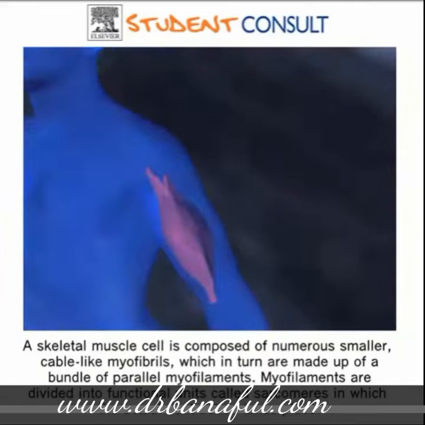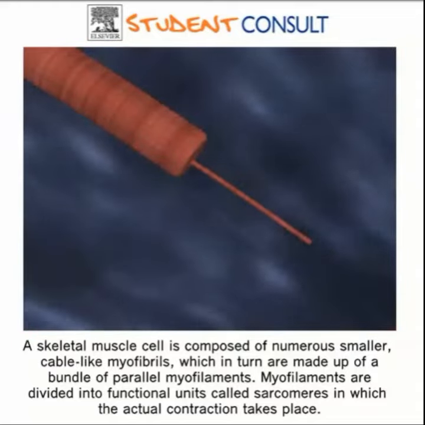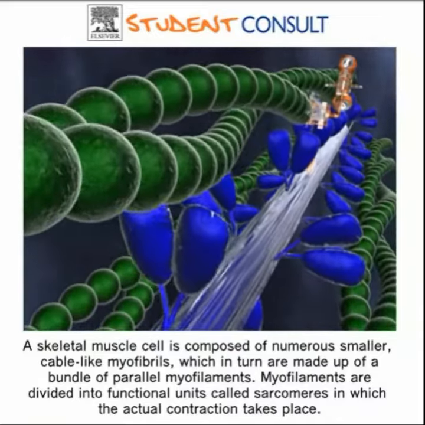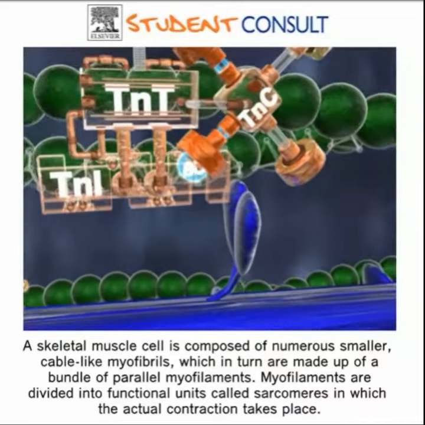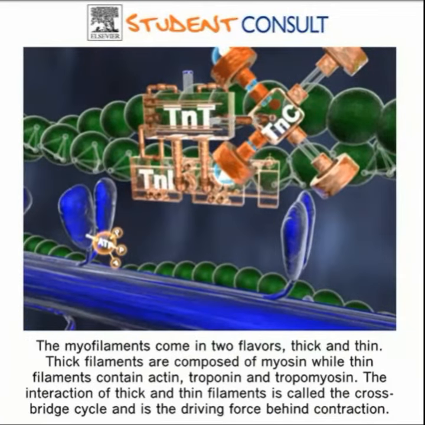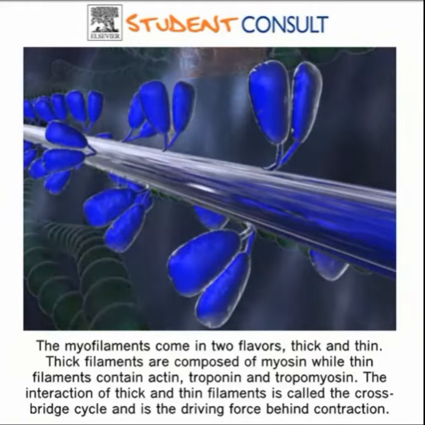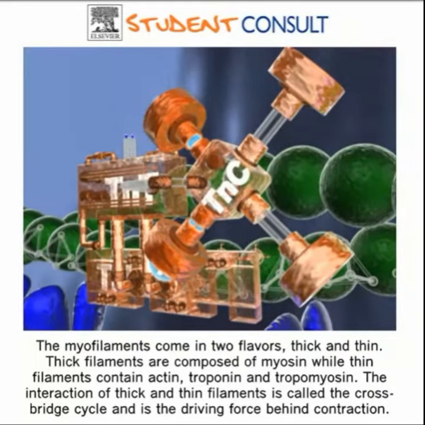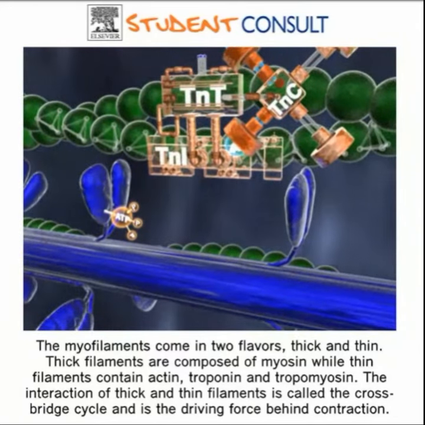A skeletal muscle cell is composed of numerous smaller cable-like myofibrils, which in turn are made up of a bundle of parallel myofilaments. Myofilaments are divided into functional units called sarcomeres, in which the actual contraction takes place. The myofilaments come in two flavors, thick and thin. Thick filaments are composed of myosin, while thin filaments contain actin, troponin, and tropomyosin. The interaction of thick and thin filaments is called the cross-bridge cycle and is the driving force behind muscle contraction.